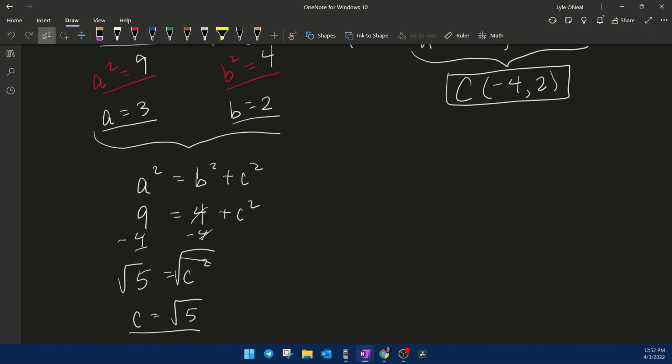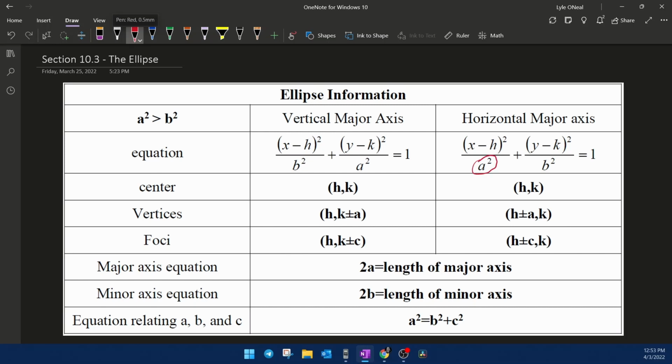So now that I have a, b, and c, I can find the major vertices. Again, remember that a squared has to be bigger than b squared. So the biggest denominator under the x squared indicates that we have a horizontal major axis, and we're going to be using these formulas again. So the major vertices, h plus or minus a comma k. The minor vertices would be h comma k plus or minus b. And the foci, h plus or minus c comma k.